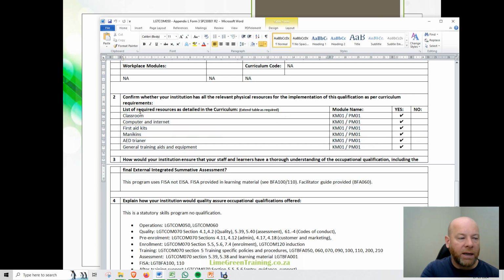audit, which would be first aid, the example, is classroom, computer and internet, first aid kits, mannequins, AD trainer, and general training aids and equipment. That is what it says on that curriculum for first aid level 1, SP 230801. So that's what I put on the Form 3. Ensure that item is in place. It will be audited more than once on that form.